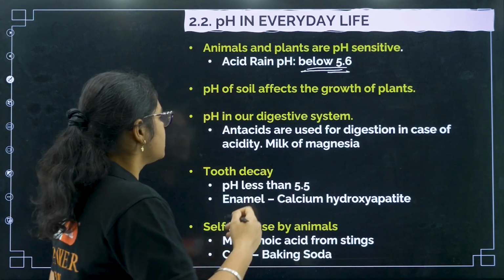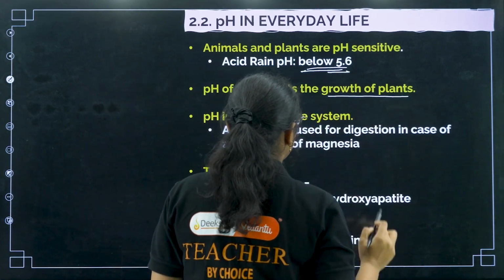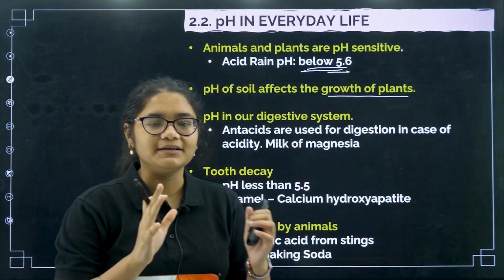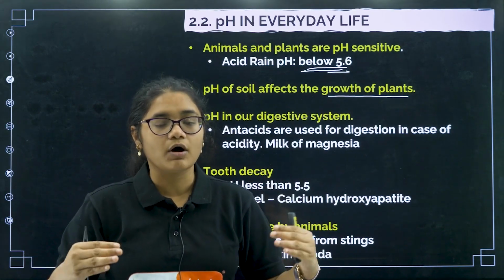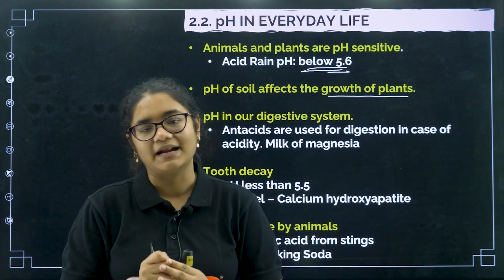Next, the pH of the soil affects the growth of the plant. So we need a very balanced pH for the growth of the plants. If the soil is becoming more acidic or more basic, then the growth of the plants is affected.